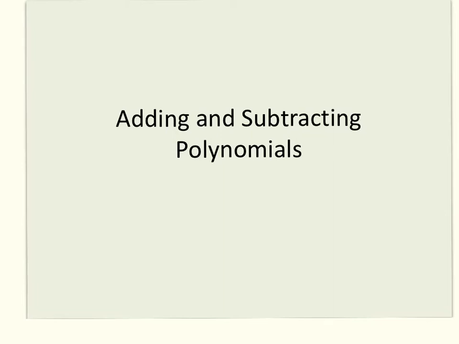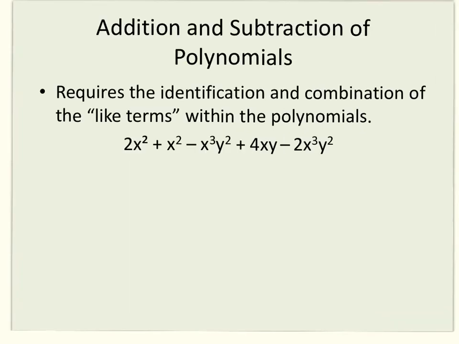So now that we can identify, classify, and arrange polynomials, let's work on adding and subtracting polynomials. Subtracting polynomials is really no more than lining them up and combining all of the like terms. Now, if you recall, like terms are just terms that have the same variables, that have the same exponents. Remember, just having the same variable is not enough. They also have to have the same exponents in order to be considered like terms.